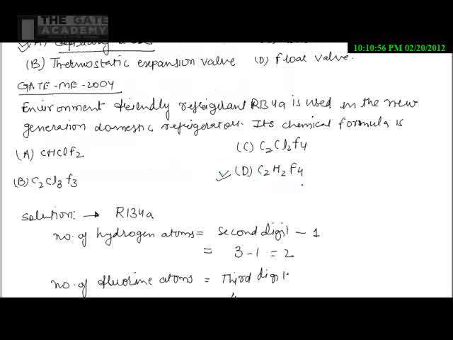So now I will write the chemical formula. It's ethane based, so obviously C2. Hydrogen atoms are 2 and the remaining 4 atoms are fluorine atoms. So the correct answer is C2H2F4. So the correct answer is D, C2H2F4.